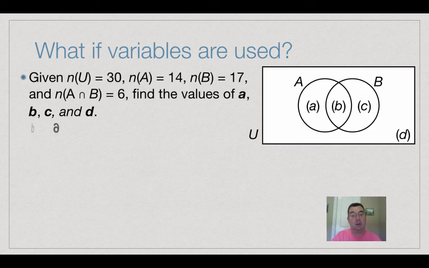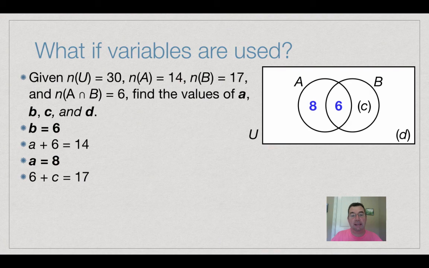Okay, well, I know that since the number of elements in the intersection is 6, that means that letter B is 6, so I can fill that in right away. I also know that the number of elements in set A is 14, so the A that's in set A and the 6 that's in set A, those add up to 14. Well, that means that letter A must be equal to 8.